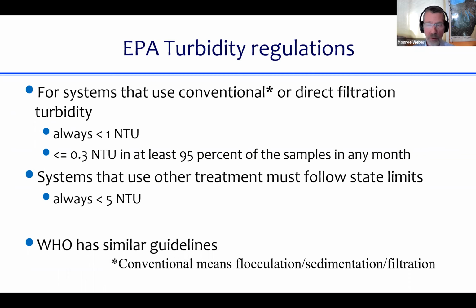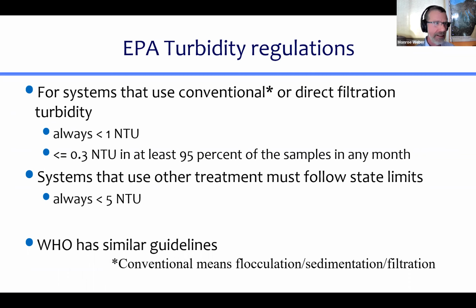So if you use conventional or direct filtration, which means that you just send the water right to a filter and you don't use flocculation and sedimentation first, the turbidity always has to be less than 1 NTU coming out of the filter, and less than or equal to 0.3 NTU in at least 95% of the samples in any month. And then if you use a different treatment system, you have to follow state standards, and it has to always be less than 5 NTU.